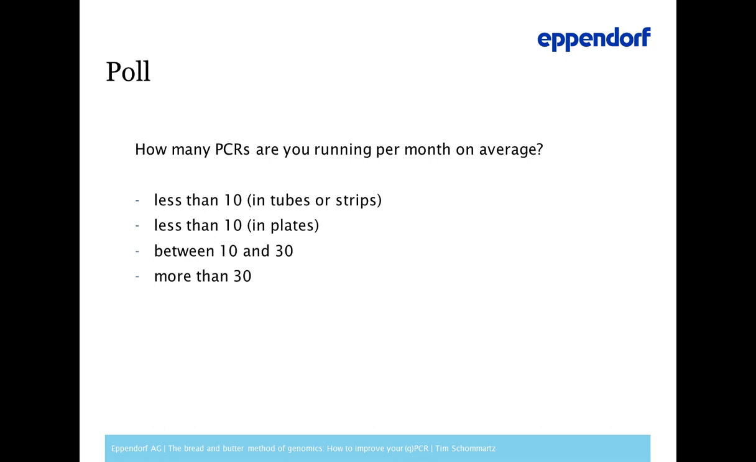So I can see that the first answers are coming in. Some are really heavy PCR users, while others are just doing PCR occasionally. That's very interesting. So how many PCRs are you running per month on average? Is it less than 10 in tubes or strips? Is it less than 10 in plates, between 10 and 30, or more than 30? Okay, I think a few more seconds. You guys are doing a lot of PCR if I see that the answers are coming in, because most of you are actually doing between 10 and 30 or more than 30. That's really interesting. All right.